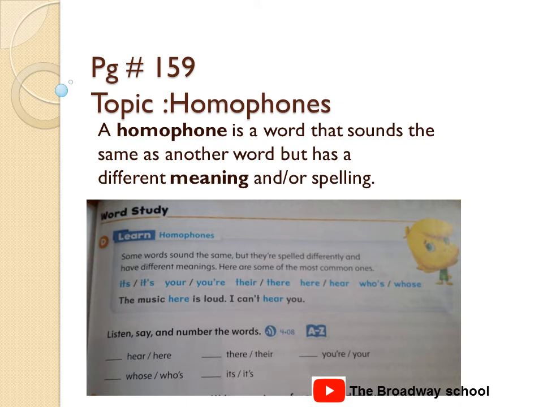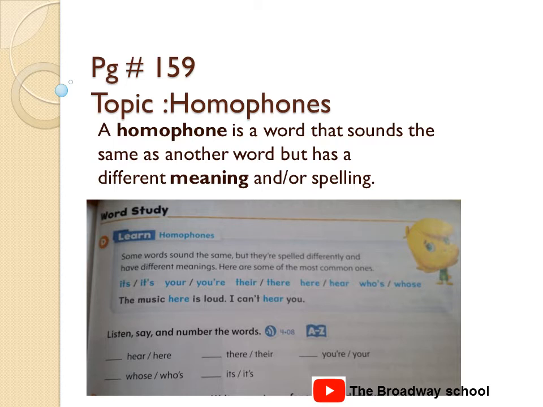Okay, students, take out your textbook, page number 159. Our first topic of today is homophones. Hope you are familiar with the word homophones. Homo means same and phones means sound. The definition of the word homophones is: a homophone is a word that sounds the same as another word but has a different meaning and/or spelling.